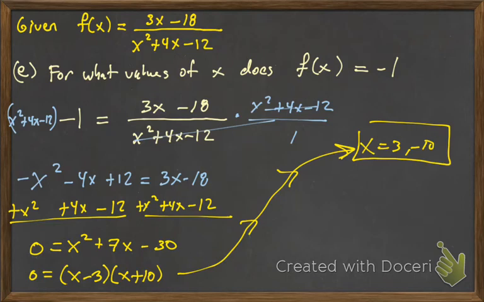So if we plug in either of those values into our function for x, the output of the function is going to be minus 1.